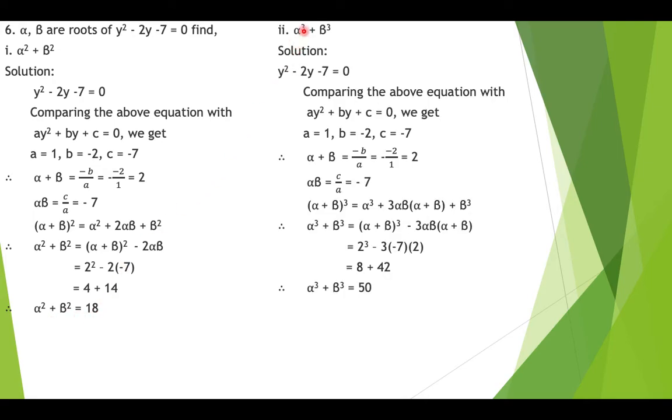Similarly, for alpha cube plus beta cube, comparing the equation we can find the value of alpha plus beta and alpha into beta. Since alpha plus beta the whole cube is equal to alpha cube plus beta cube plus 3 alpha beta into alpha plus beta, when we bring this to the left hand side, we get alpha cube plus beta cube is equal to alpha plus beta the whole cube minus 3 alpha beta into alpha plus beta. Substituting the values of alpha plus beta and alpha beta, we get the solution for alpha cube plus beta cube is equal to 50.